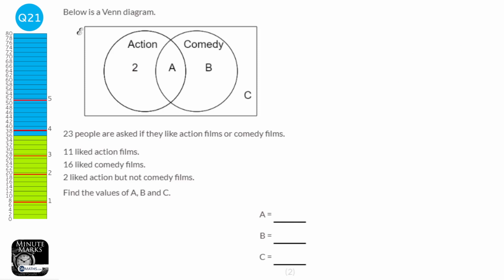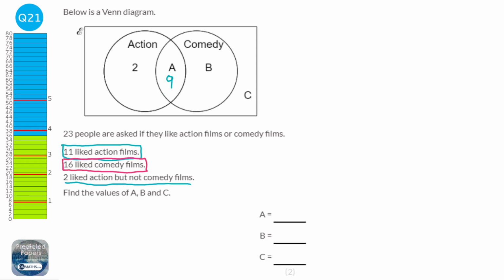So if 2 people liked action but not comedy films, and in total 11 liked action films, therefore there's going to be 9 who also liked comedy, because these 2 have to add up to 11. Now if there's 9 who liked action and comedy, and 16 who liked comedy in total, if we do 16 take away the 9, that leaves 7.